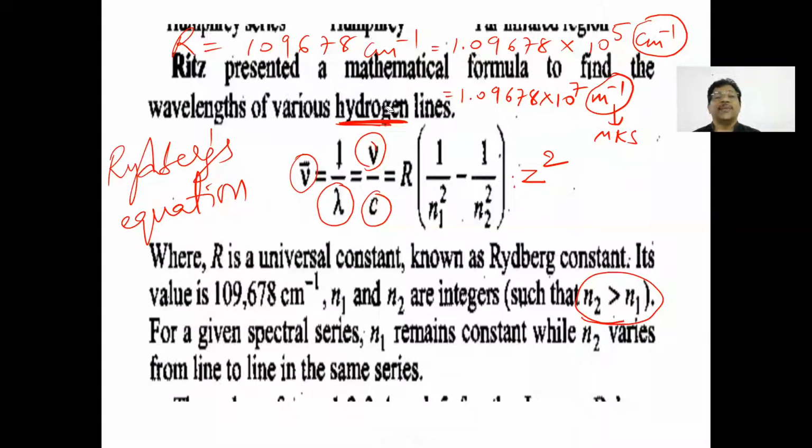If a species other than hydrogen is given, we have to take the Z value. If you take helium plus, it will be 2 square. If you take lithium 2 plus ion, 3 square. So R Z square into 1 by N1 square minus 1 by N2 square, where the N2 value is greater than the N1 value. By using Rydberg's equation, we can calculate nu bar, lambda (wavelength), c (velocity of light), and nu, which is frequency. Is that clear? Take a screenshot of this if you want.